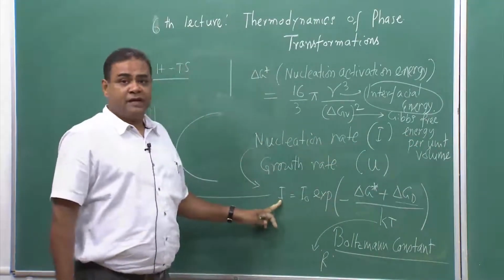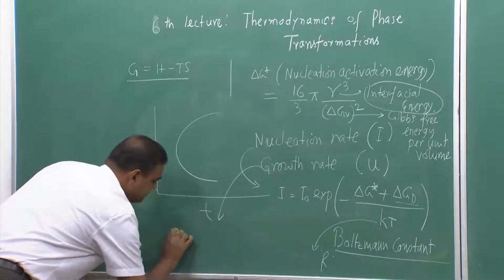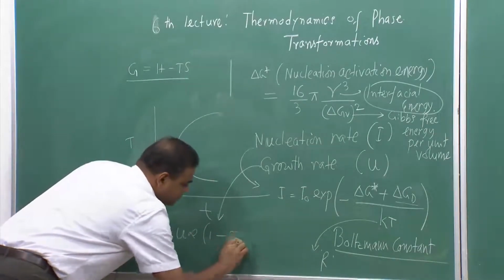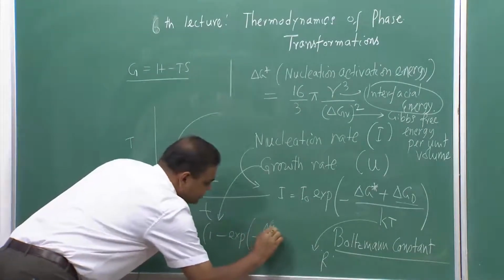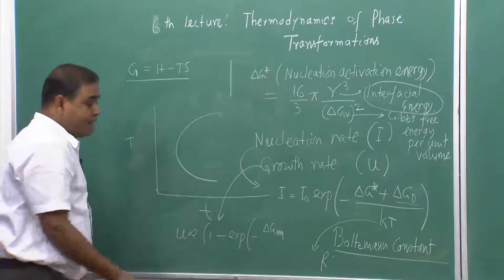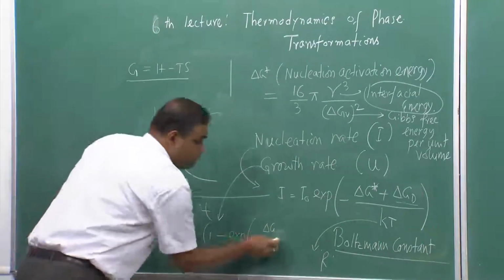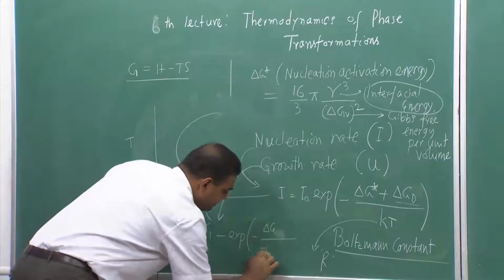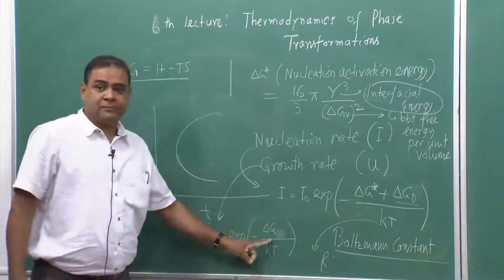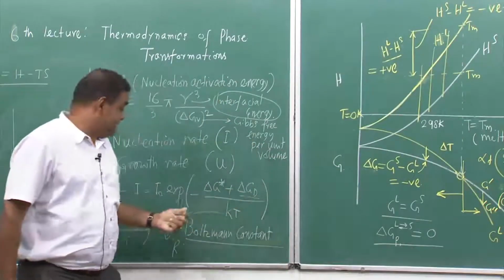But why I am saying that this particular term is to be quantified, because this is needed in order to find out I. Similarly, if I try to find out the growth rate, the expression is U proportional to 1 minus exponential of minus ΔG, let me put G in the molar quantity, over RT. So, this is the term. So, we need to find out this term also.